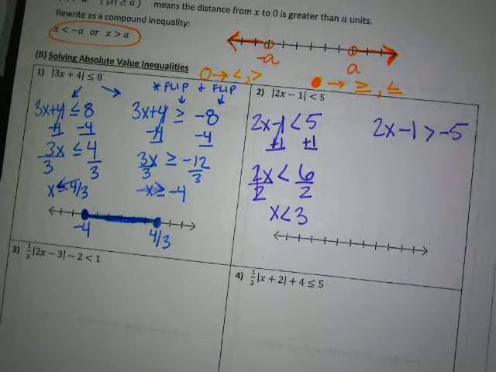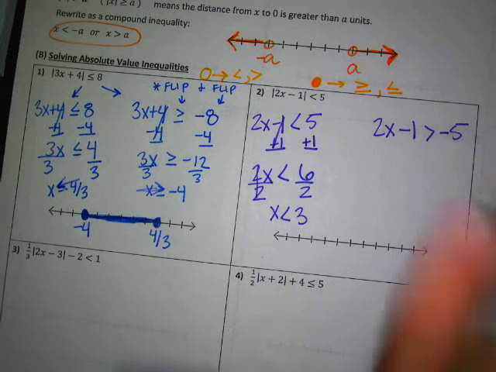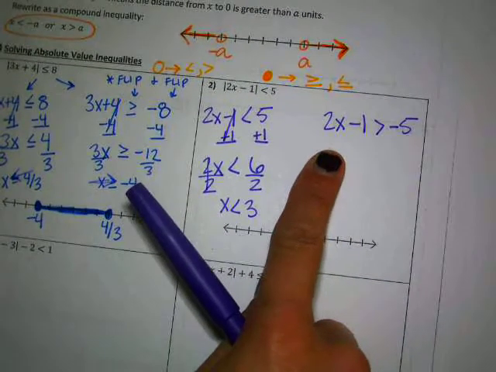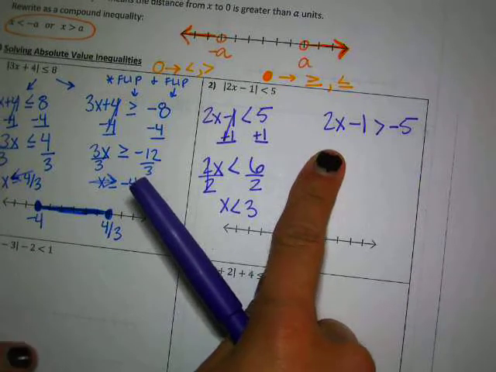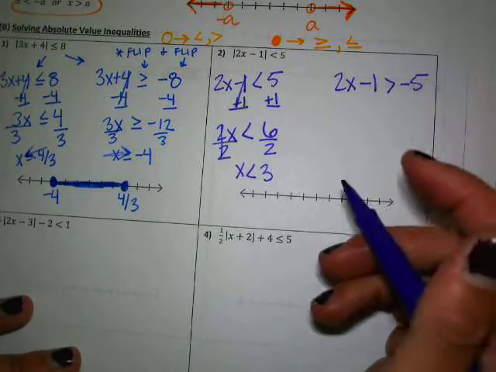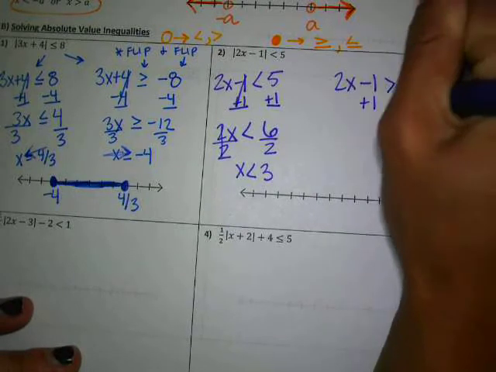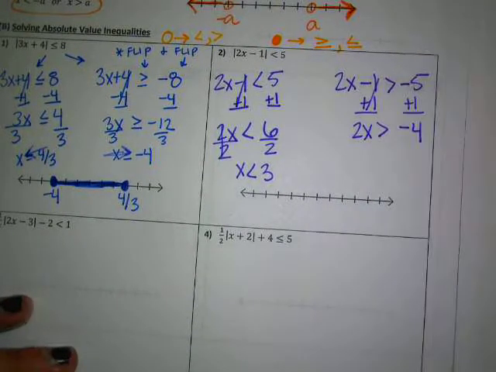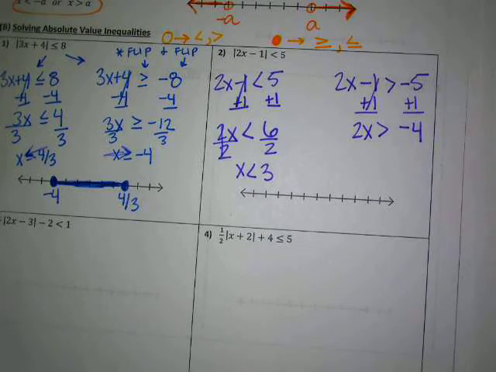Now for the other side. What do I do on this one? Plus 1. Very good. Plus 1. 2x is greater than negative 4.